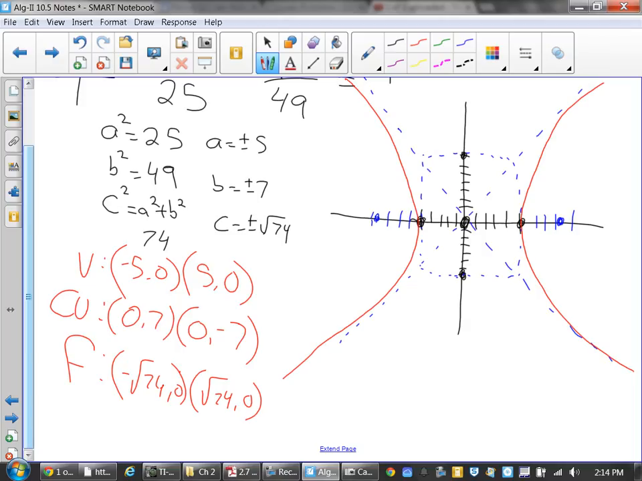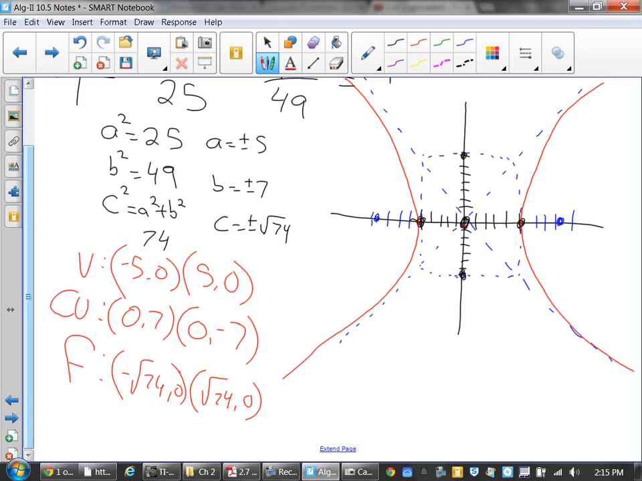One last thing that I'm going to ask you to do today is to find the slope of your asymptote. Now, this is very easy to do. Slope is what over what? Rise over what? That's slope-intercept form. It's not slope.